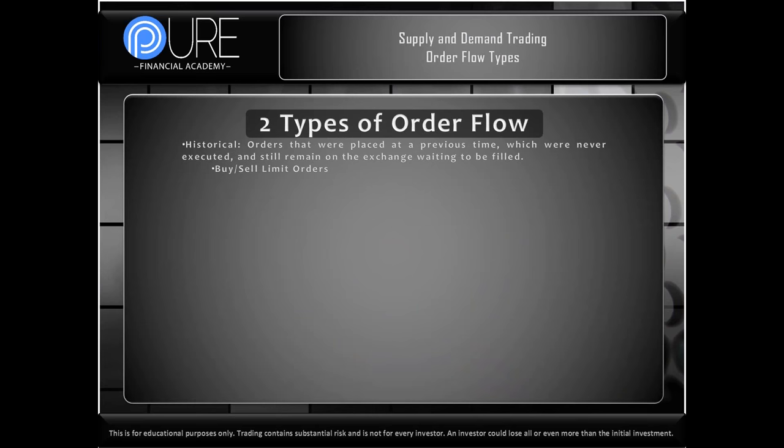All right, so when we're talking about order flow or that mass we were talking about earlier, we believe that there are masses of order flow that do control the markets, the first of which is historical. And these orders are simply the orders that were placed at a previous time. They were never executed, though. So let's say, for example, you placed an order at whatever price point, and unfortunately, price just left the area and did not fill your order, right? So that's a historical order that was never executed. We would call that an unfilled order. So they still remain on the exchange and they're waiting to be filled.